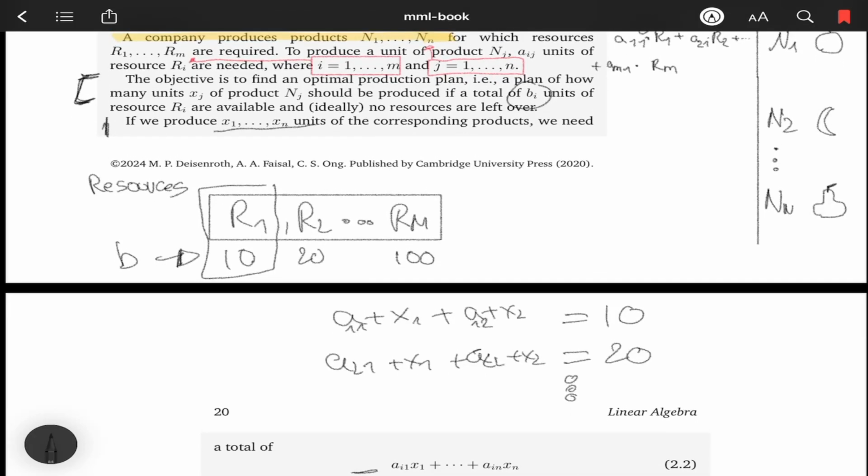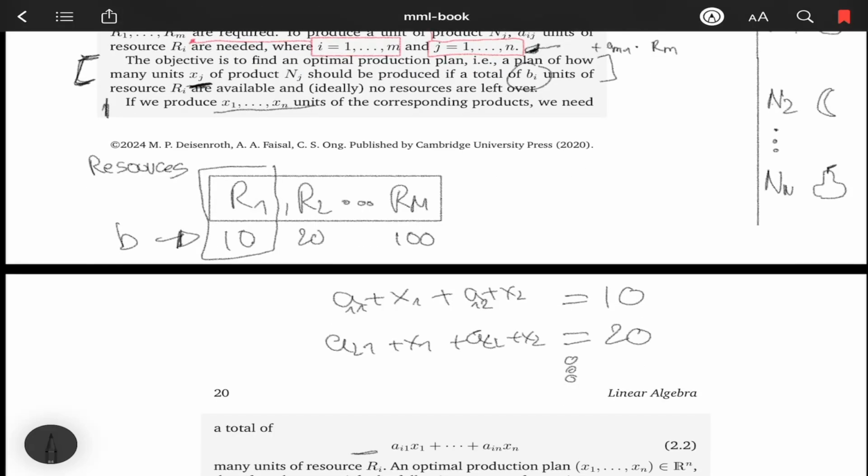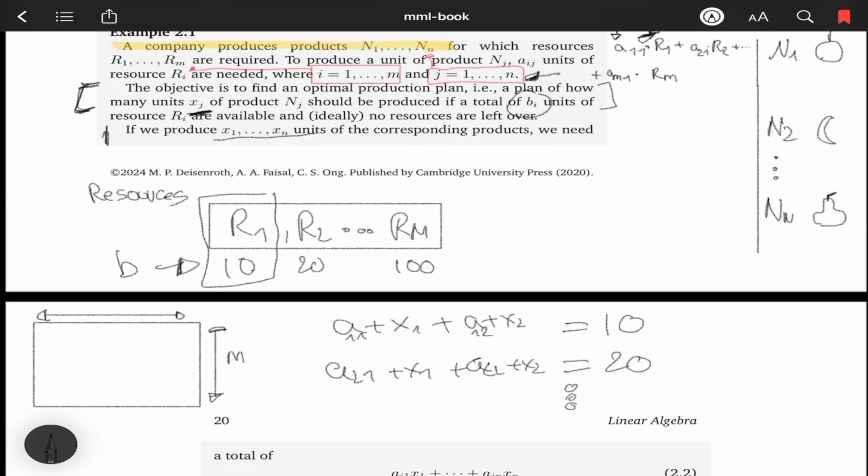Let's read it again. The objective is to find an optimal production plan of how many units xj of product nj should be produced. What? A plan of how many units xj of product nj should be produced if a total of b units of resource are available. So we know that j has a maximum of n. So if we just put this in a matrix, we know that we have two dimensions. We have one dimension here and another dimension here. And they usually go with the letters m and n. So here we say m and here we say n.